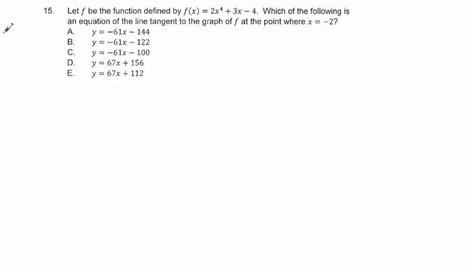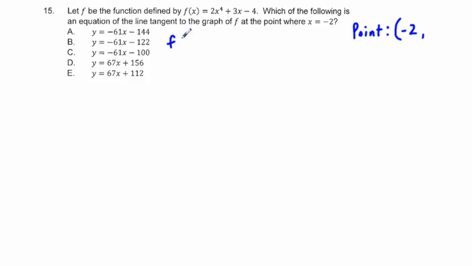Next, 15. Let f be the function defined by f(x) equals 2x to the fourth plus 3x minus 4. Which of the following is the equation of the line tangent to the graph of f at the point where x equals -2? Well, we need a point and a slope for that. So our point is going to consist of our x-coordinate of x equals -2 and our y-coordinate, which we don't yet know.